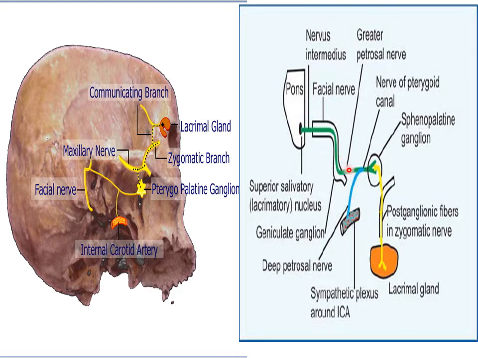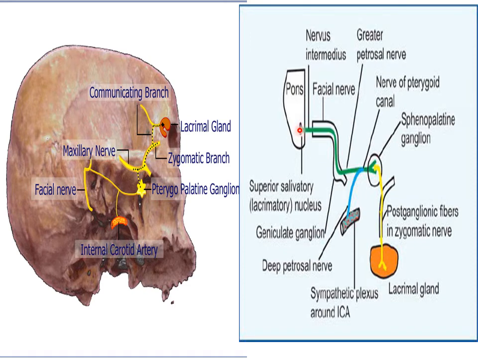The greater petrosal nerve eventually joins with the deep petrosal nerve, and they form the so-called nerve of the pterygoid canal. From this nerve of the pterygoid canal, the fibers relay in the sphenopalatine ganglion, or the pterygopalatine ganglion. So these are preganglionic parasympathetic fibers.